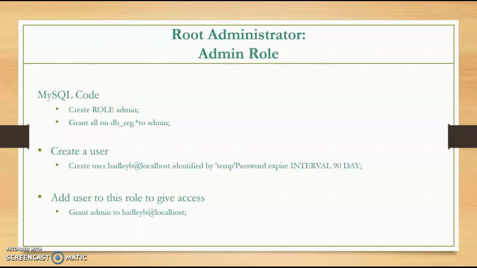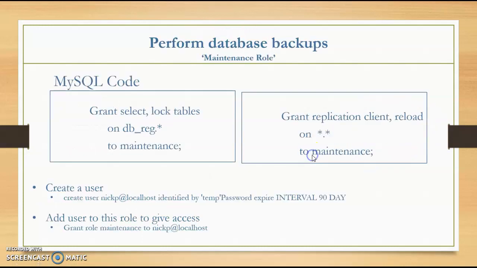The first role, as stated before, is the admin role, who should be able to access all of the tables in the DB_reg, which is the diabetes registry, hence the asterisk, and she should have no restrictions on what the user can do. I created the user account for Hadley B., and as administrator of the database, I have assigned her this role, and therefore she will have all of the associated privileges for this database.